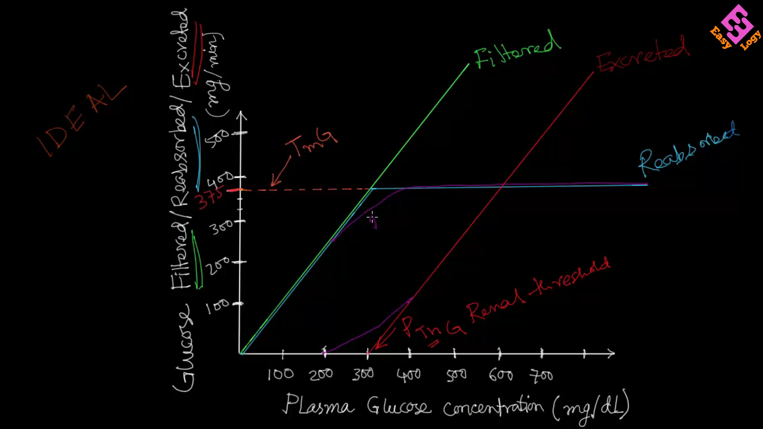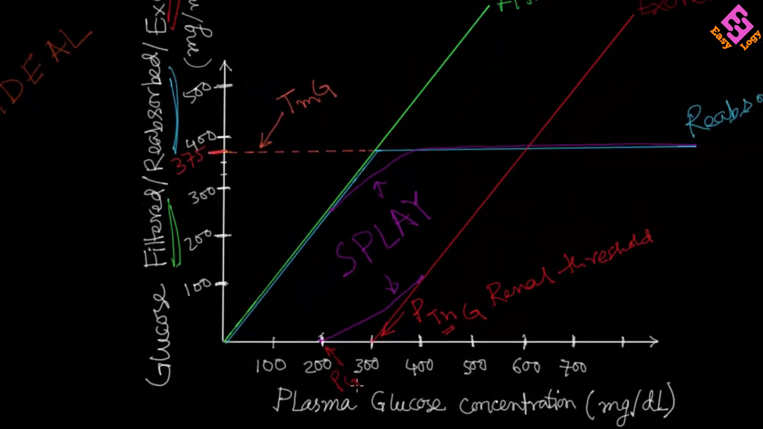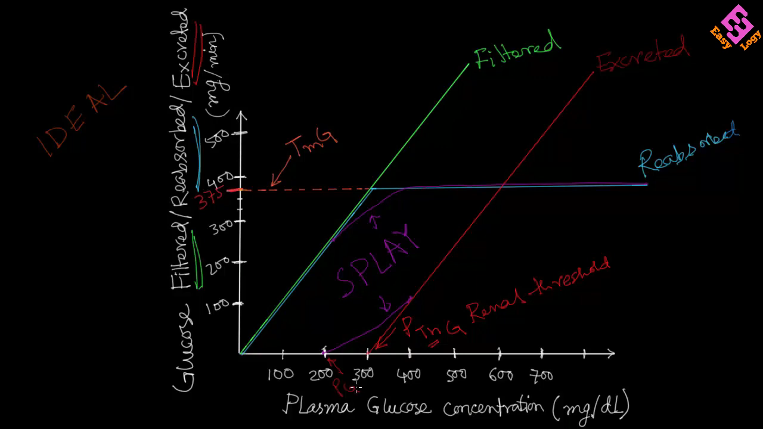Now this deviation and this deviation, these are called splay, meaning deviation. For the excretion curve, this 200 milligram per deciliter plasma glucose concentration is called the actual renal threshold for glucose, and the plot goes like this. Let it continue. It's a straight line.